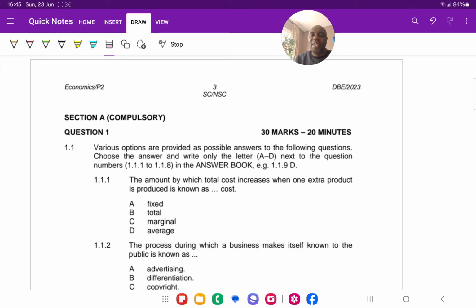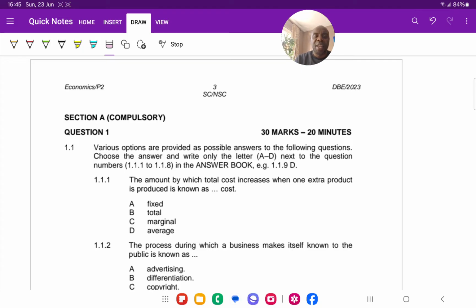Today we are going to look at Economics Paper 2, Grade 12, June 2023. We are going to concentrate on Section A, question 1.1.1 up to 1.1.8. Let's start. The first question, 1.1. The amount by which total cost increases when one extra product is produced is known as.